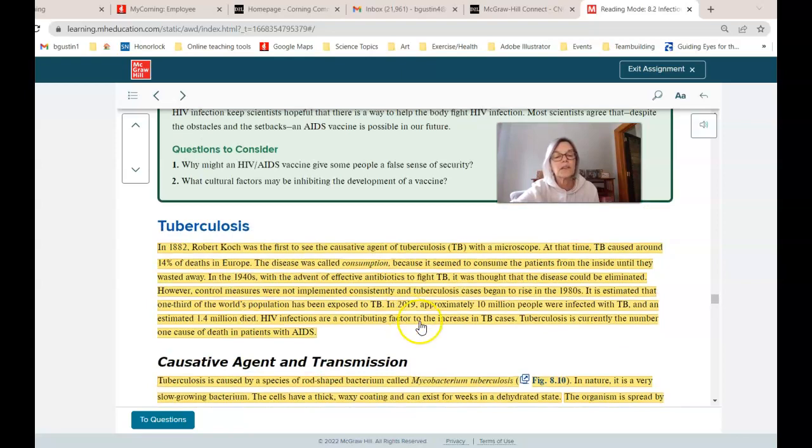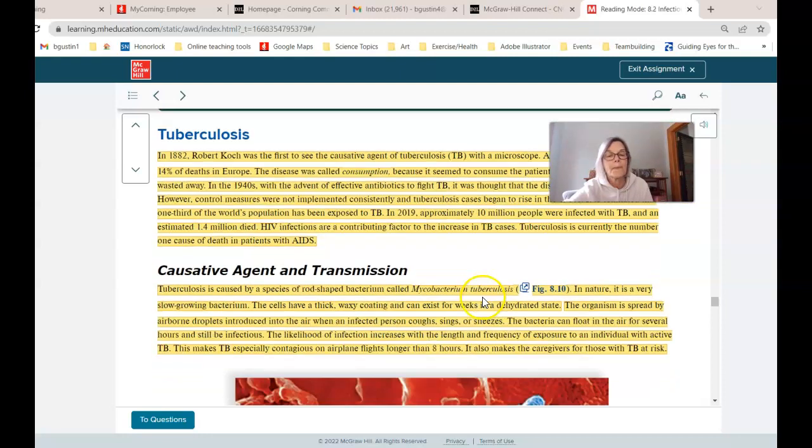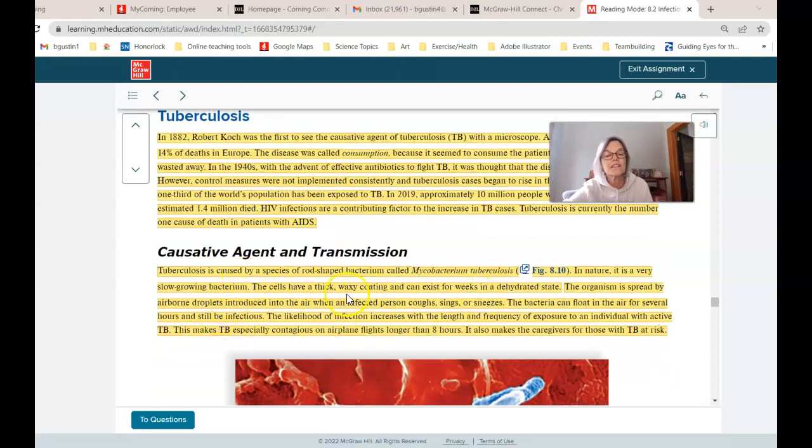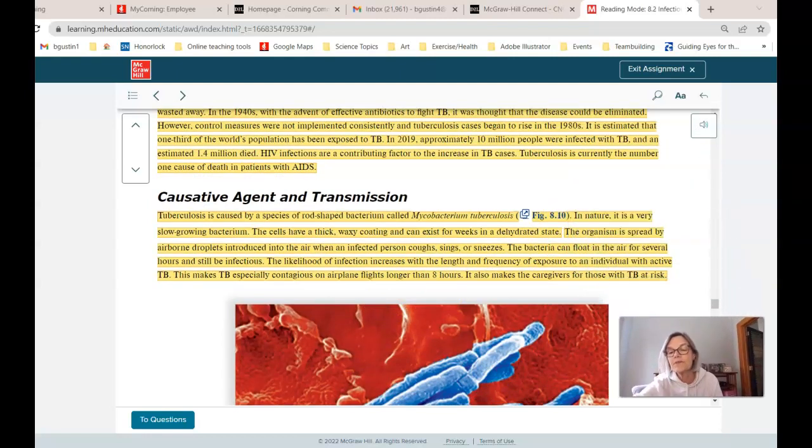One of the things here, we go. Even today, it's estimated that 1/3 of the world's population has been exposed to TB, and we have a significant number of people that die of tuberculosis every year around the world. The bacteria that causes it is rod-shaped, so it's bacillus-shaped. It's called Mycobacterium tuberculosis.